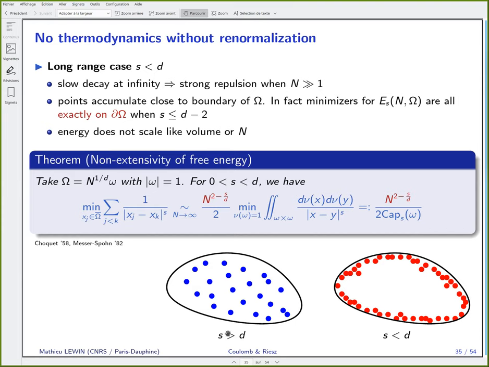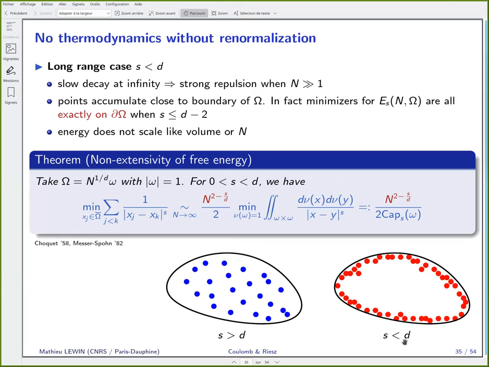So here is the picture. When s is bigger than d and you minimize your energy, the points are kind of well placed in your domain. And you really get points at a certain density. So you have a finite number of points per unit volume.